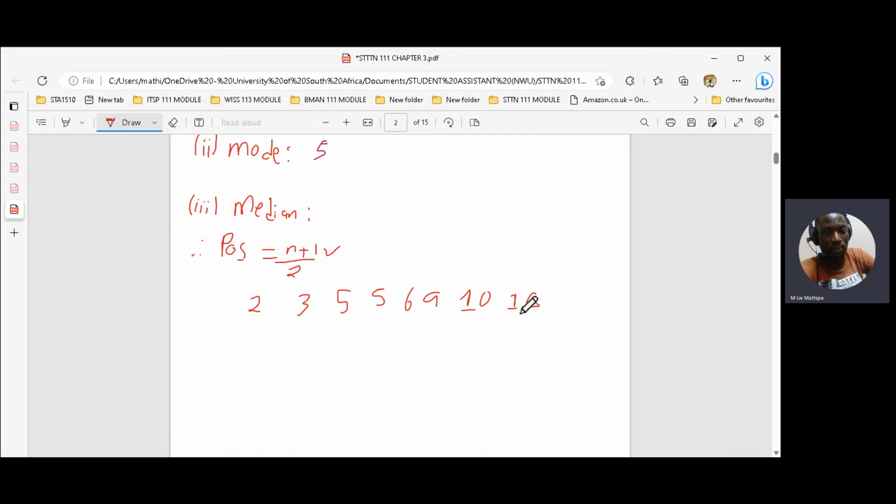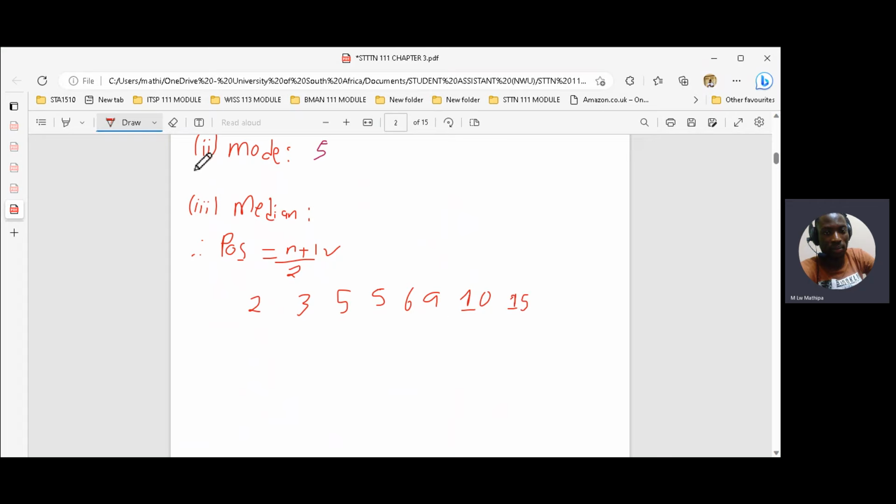The last one is 15. Okay, sorry about that. Let me just erase this part. We have 15 here as the last one. Hope everyone can see that.